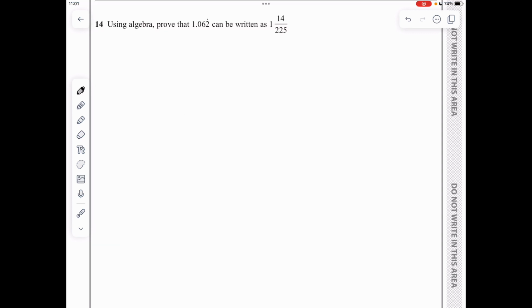In 14, we need to use algebra to prove that the recurring decimal 1.0622222 can be written as 1 and 14 over 225. So I will start by letting x be my recurring decimal 1.06222. Remember, notation wise, that the dot over the 2 indicates that the 2 is what's being repeated.